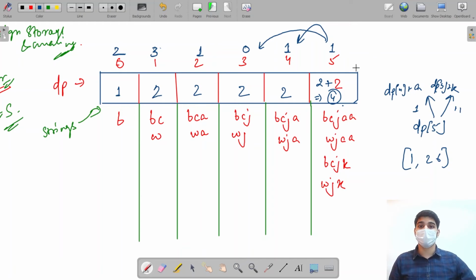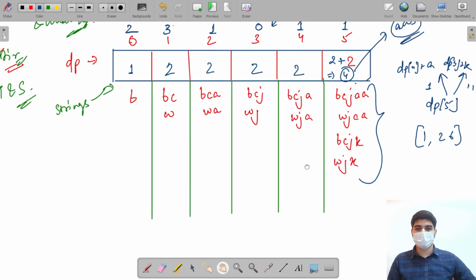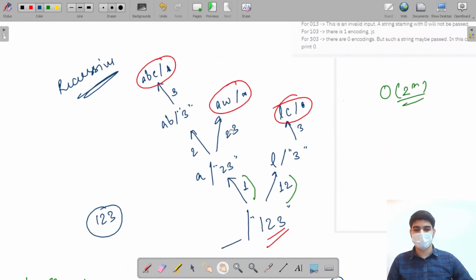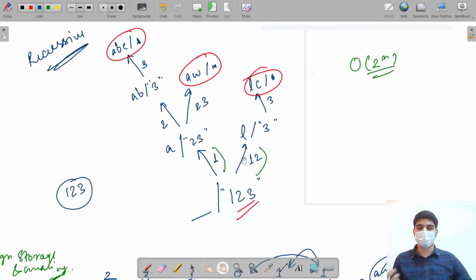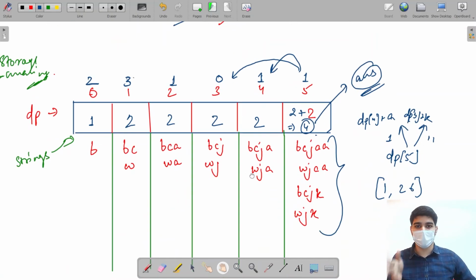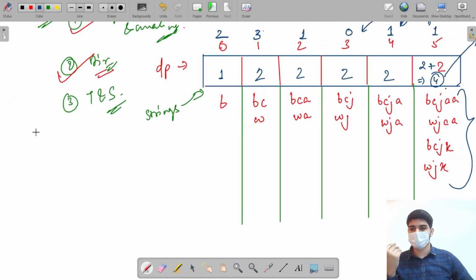And now that we have fully processed our dp, the value at the last position in my dp would be the answer. And these are the possible encodings that we made, right? So the concept that we used was more or less equivalent to what we used in the recursive approach. We just converted it into dp. So this was traversing and solving.